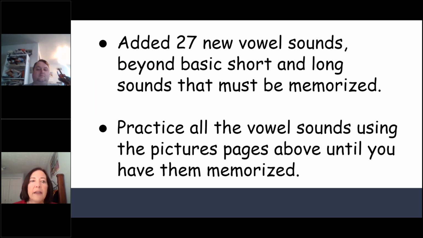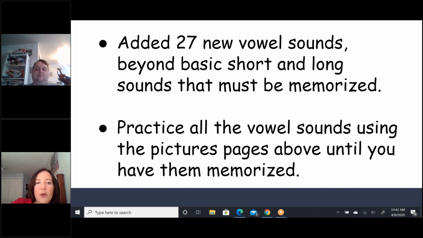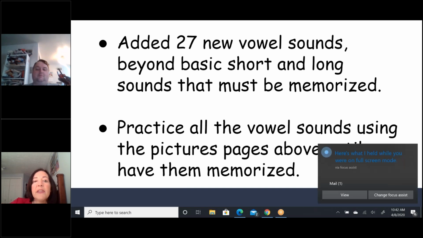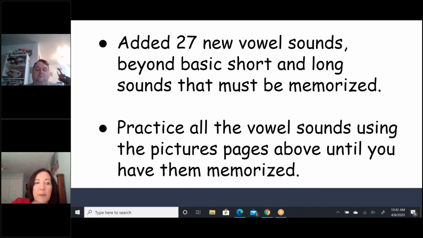Today, we have done a lot. We have added 27 new vowel sounds to our vocabulary, and we've gone way beyond just the basic short and long sounds that must be memorized. We need to practice all of the vowel sounds using the picture pages that I have in the video. Continue practicing those until you have them memorized.